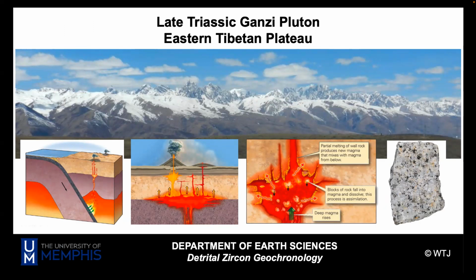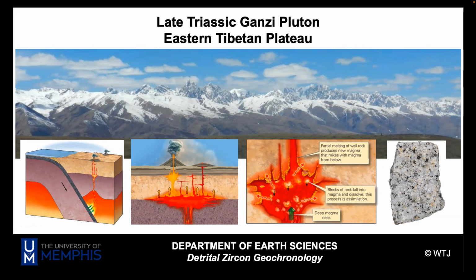So let's go through a nice little application of that and look at what the data would look like if we dated an igneous rock. Because I've only dated one igneous rock in my life, we'll use that. This is the late Triassic Ganzai Pluton in East Tibet. The pluton crops out over here on the right side of the image; the less subdued, jagged highlands in the background are the pluton itself.